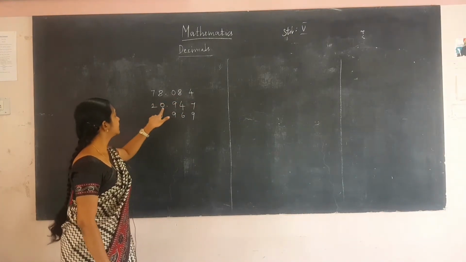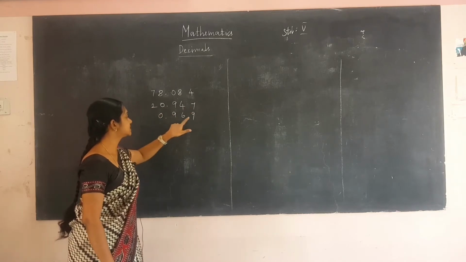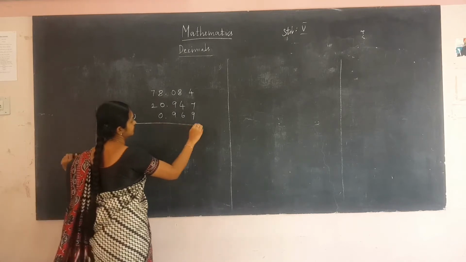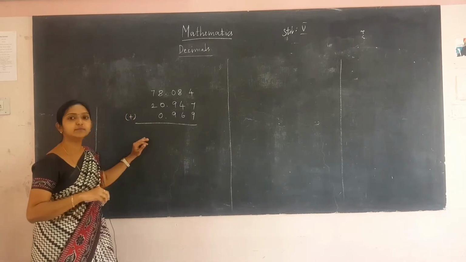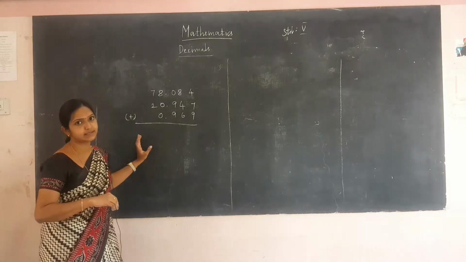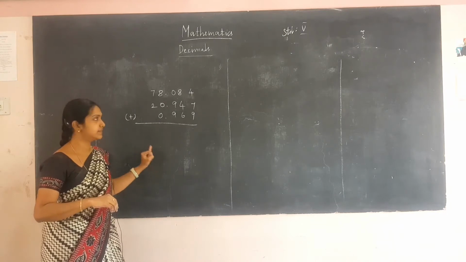Now consider 3 decimals: 78.084, 20.947 and 0.969. We are going to add them. Before adding them, we have to check whether they are like decimals or unlike decimals. First, we have to know what is like decimals and unlike decimals.